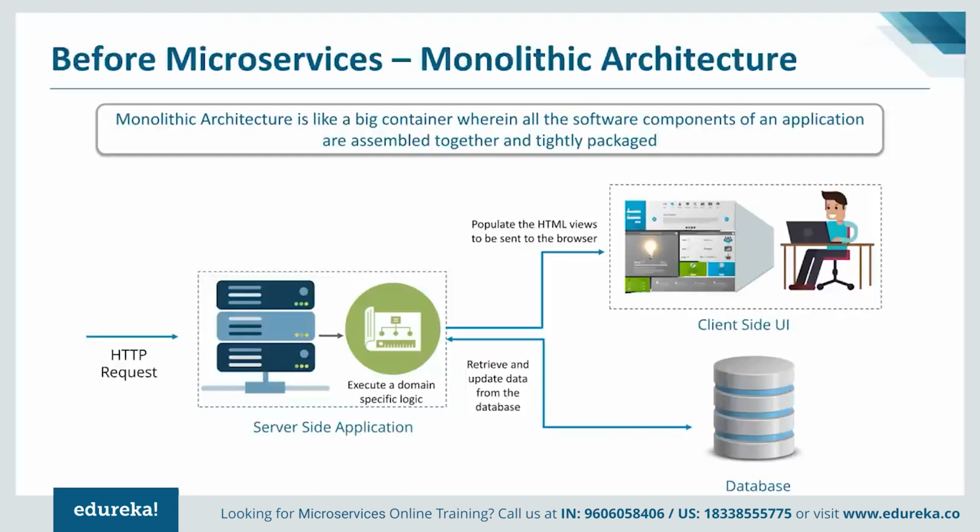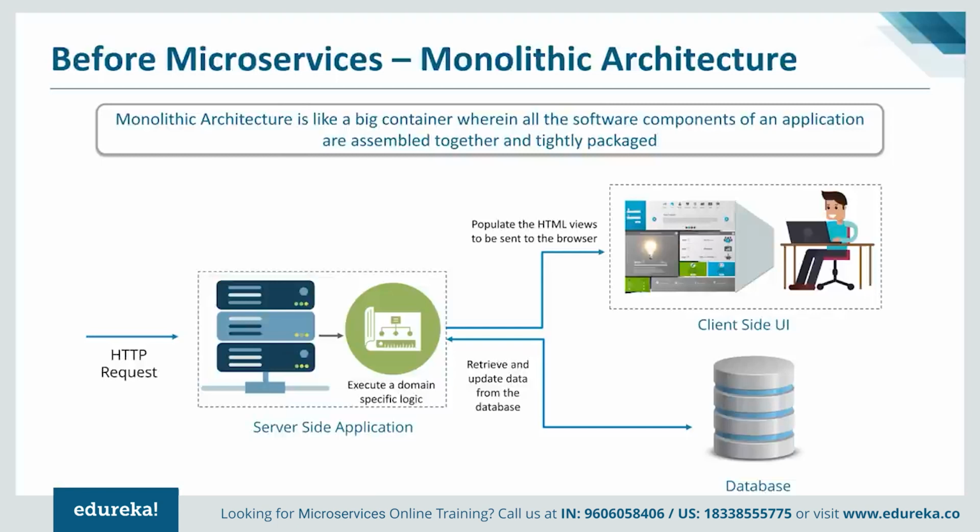packaged, right? If you notice the example in front of your screen, there's a server-side application which executes a domain-specific logic. It will retrieve and update data from the database and at the same time populate the HTML views to be sent to the browser. So it is basically a big container, or I can say that it is not divided into small services or small components. Even these components are pretty tightly coupled, right? I'll give you a better example of what exactly monolithic architecture is.